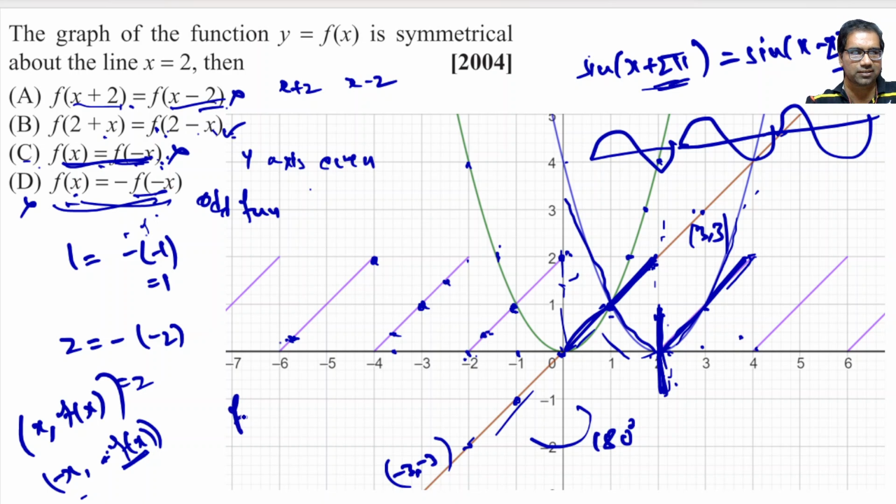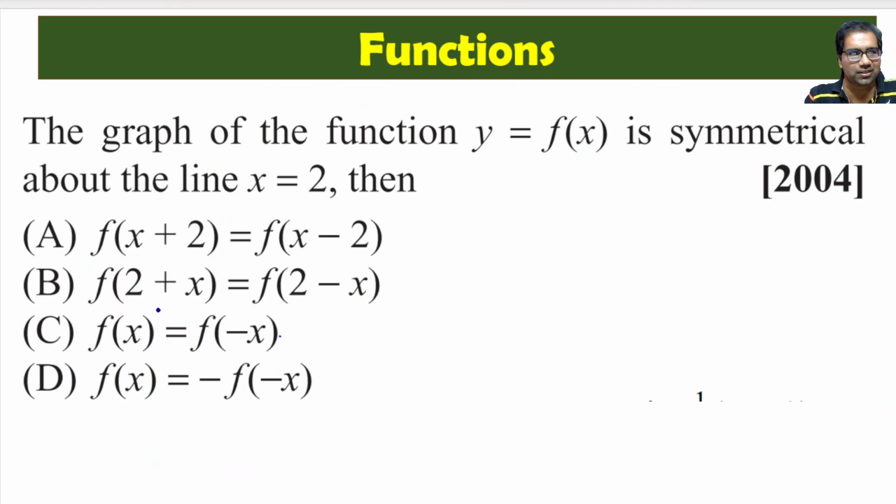Here, f of x equal to minus of f of minus x means f of minus x equal to minus of f of x. Whatever y is there, minus y should be there. So this graph is symmetric with respect to the origin. This is the definition of an odd function, and this is the definition of an even function. Right, guys? So finally, what is the correct answer? The correct answer is this one.